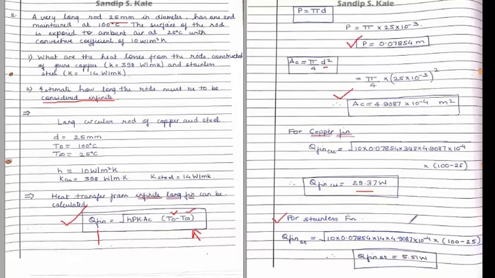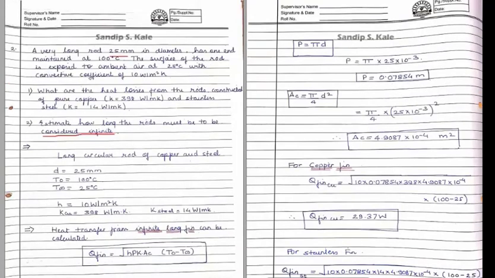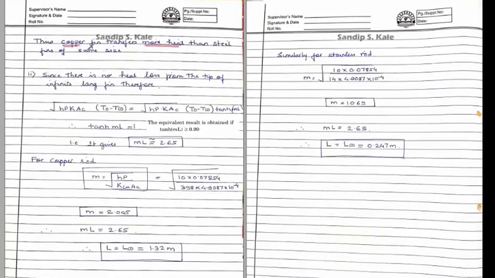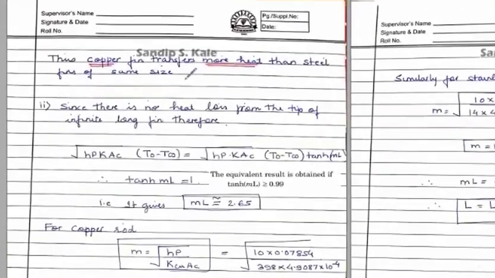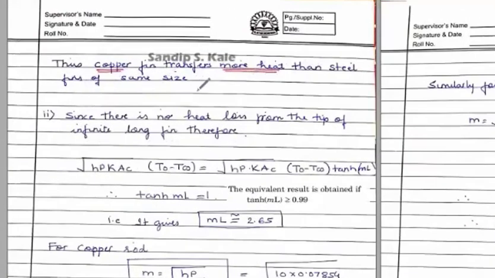This type of question you usually get in the exam. Why is the heat transfer from the copper fin high? Because of the thermal conductivity. So this is a very easy bit as it is a basic numerical. Thus a copper fin transfers more heat than a steel fin of the same size. Right? Now we will see the second case.